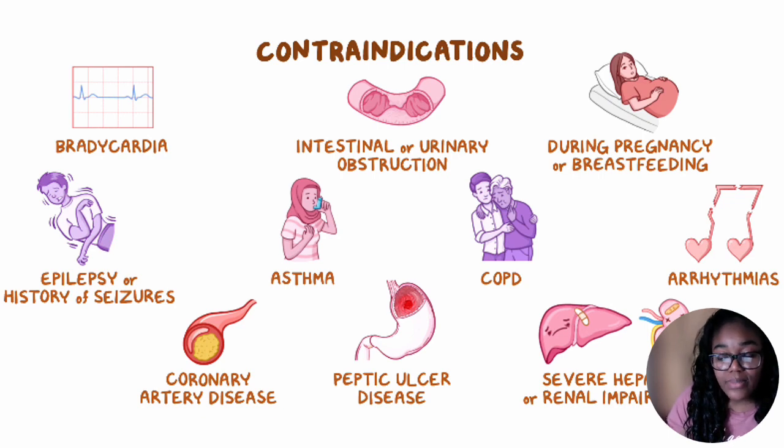You want to avoid these medications in those that have arrhythmias or dysrhythmias, especially those that are bradycardic or also have an AV block or a heart block. You want to avoid this in individuals that have severe hepatic or renal impairment, and that has a lot to do with the excretion and the metabolism of the cholinergics. You also want to avoid this in individuals that have coronary artery disease, epilepsy, or history of seizures. So again, just make sure you familiarize yourself with these contraindications as it relates to cholinergic agonists.